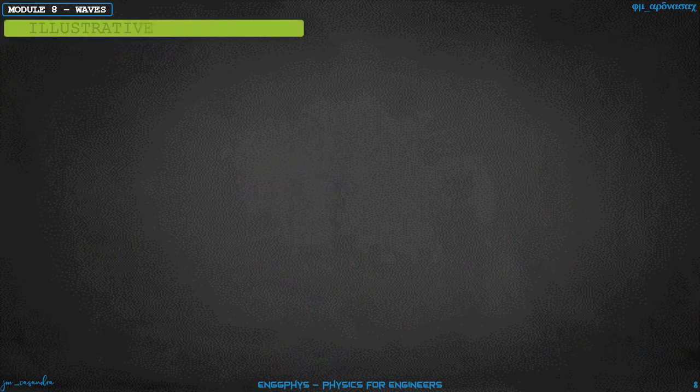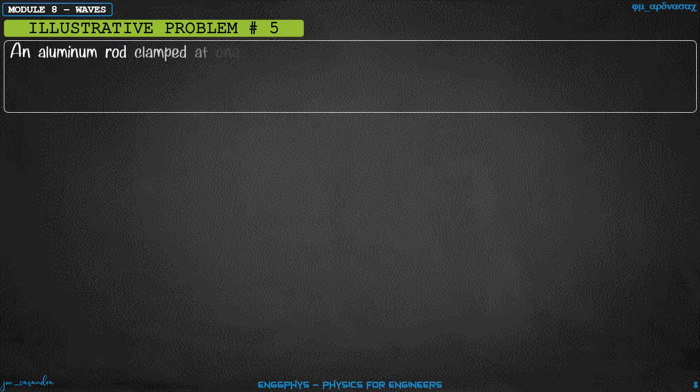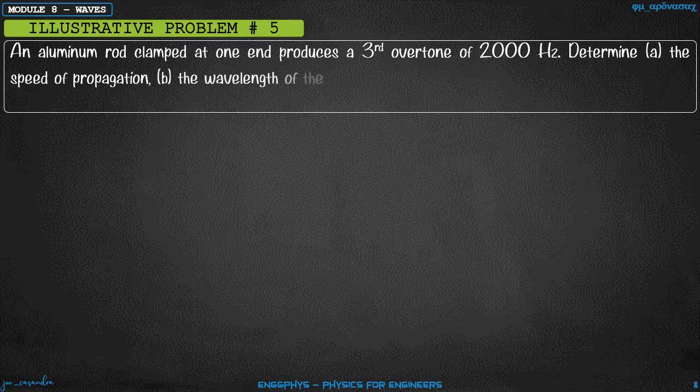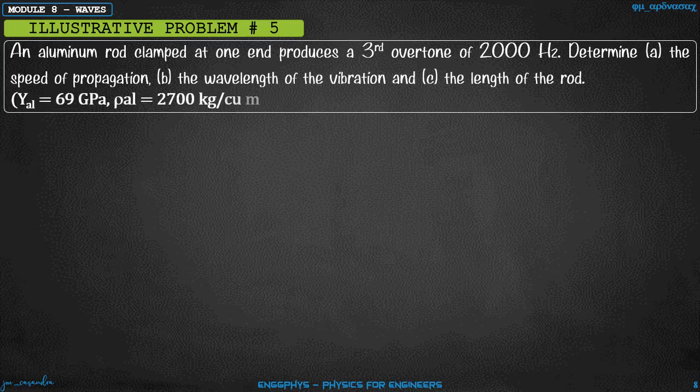Okay, let's have example number 5. We have an aluminum rod clamped at one end produces a third overtone of 2000 Hertz. So for this problem, we want to determine the speed of propagation, the wavelength, and the length of the aluminum rod. So we're also given the Young's modulus and the density of aluminum. So in this case, the only given is our frequency for the third overtone.